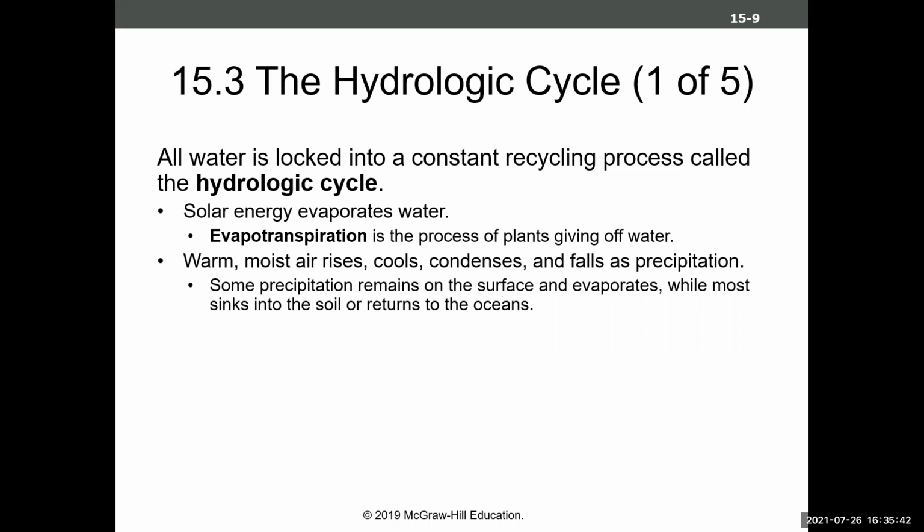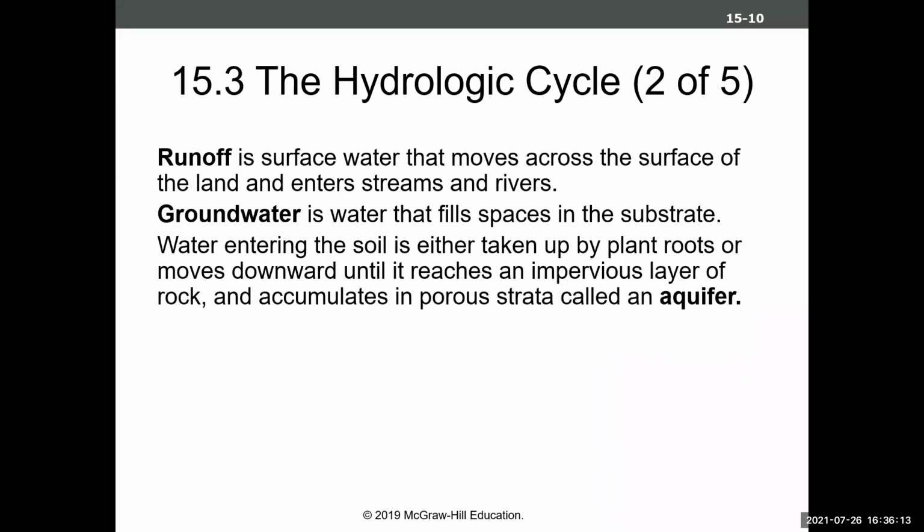Now, some of that precipitation will remain on the surface. Some of it will infiltrate and percolate into the soil. Some of it will run off into rivers, lakes, streams, and oceans. And some of it will evaporate back into the atmosphere. Some of it will go from the soil into plants and then undergo evapotranspiration back into the atmosphere. Okay, and so that's a summary of the hydrologic cycle itself.